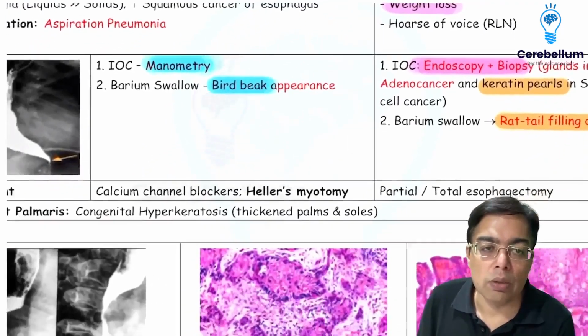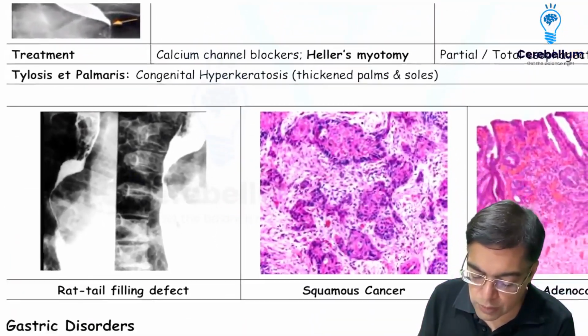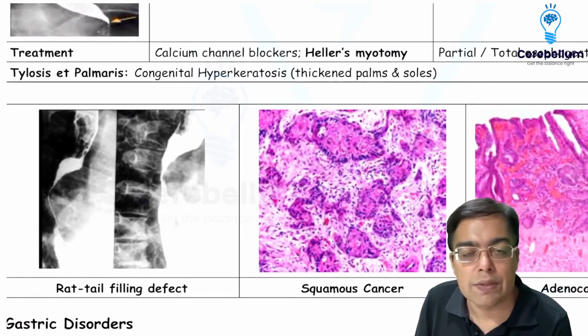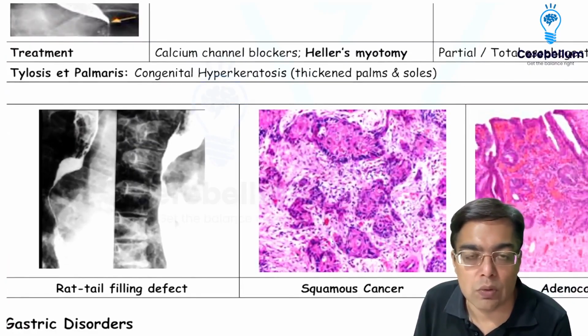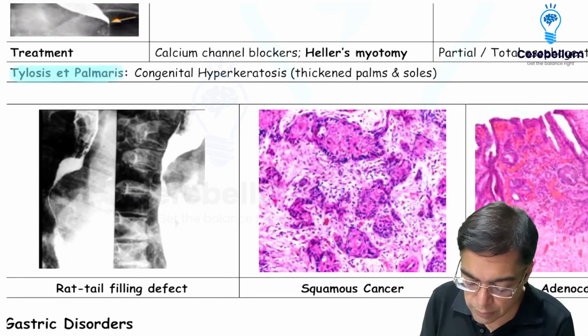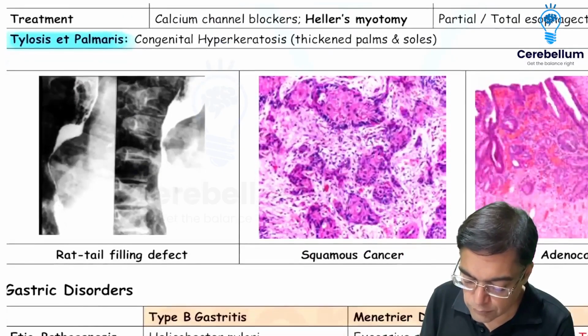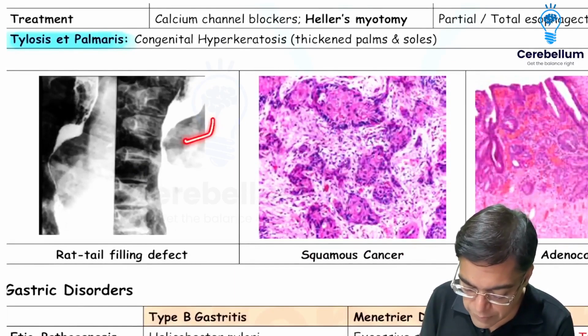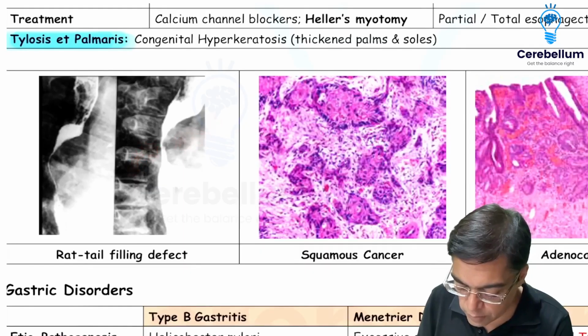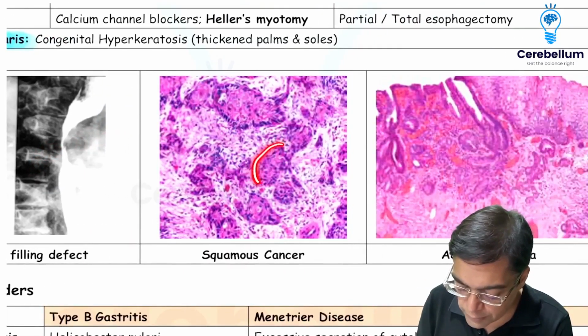Whenever we are talking about the condition associated with congenital hyperkeratosis, which carries an increased risk of esophageal carcinoma, this condition is given the name of tylosis with palmaris. So these are certain important findings that we need to have an idea about. Therefore, you have the presence of a rat tail filling defect over here. What you're observing over here is the presence of keratin.